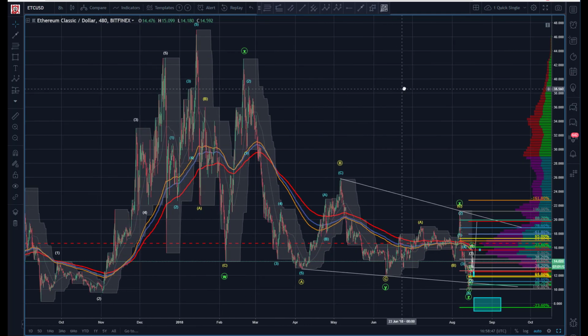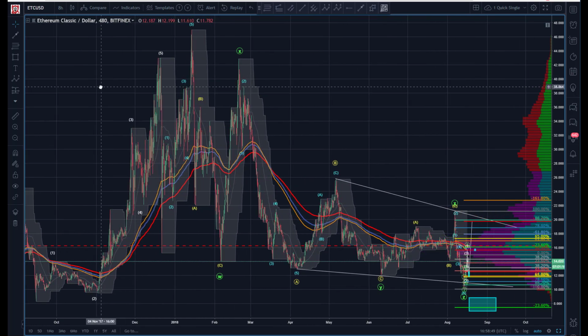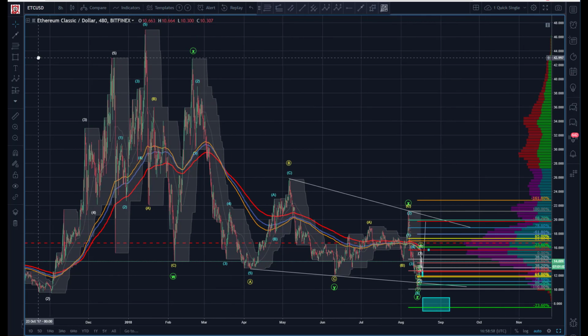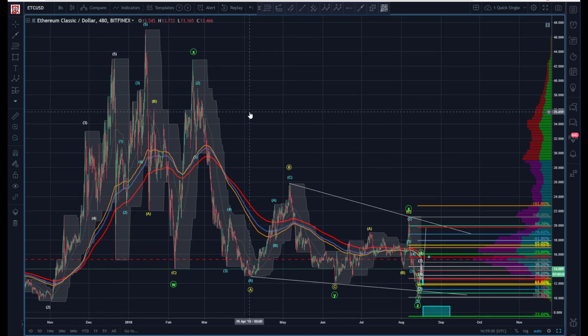All right, so that's what I see. That's a pretty quick update. There's not too much more to look at here. So a bit of hurry up and wait. Let the market show its hand. If we stay with that motive wave, there's definitely an opportunity for the buy side.